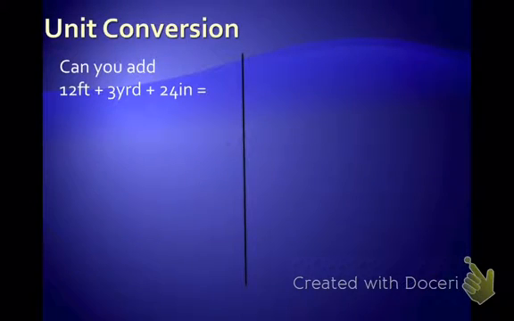So, real quick unit conversion. Can you add 12 feet, 3 yards, and 24 inches? Can you add that all together? And the answer is, of course you can, right? You just take 12 plus 3 plus 4, or 24, and you get 39 fitjerdens. No, I'm just kidding, right? There's no such thing as a fitjerden.